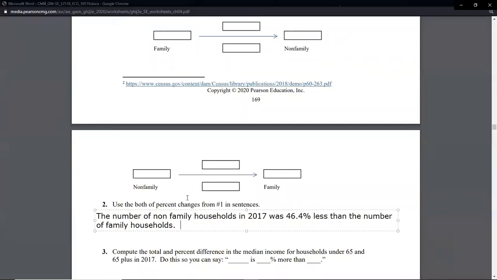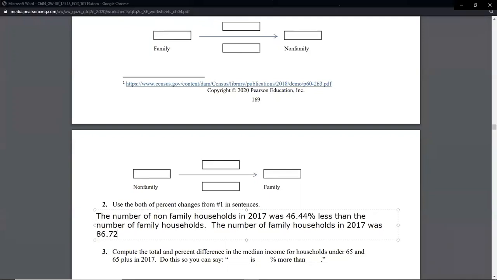But when you flip the family and non-family order, so this is the second version, the number of family households in 2017 was, and this was the 86.7 number, the number of family households in 2017 was 86.72% more than the number of non-family households.